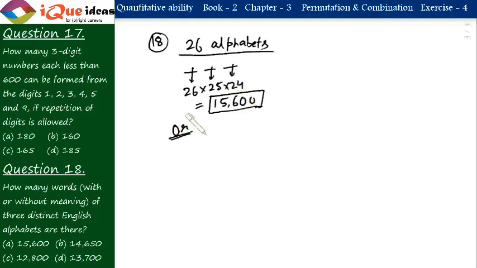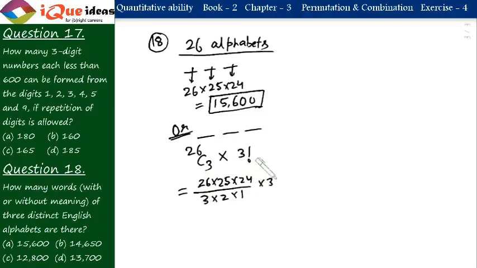Now, there is another way to look at this. There are a total of 3 places to be filled by 3 distinct alphabets, and there are a total of 26 alphabets available. So select 3 alphabets out of 26 and then arrange those 3 alphabets at these 3 places. Now 26C3 would be 26 into 25 into 24 divided by 3 into 2 into 1, into 3 into 2 into 1. So the answer will be the same, 26 into 25 into 24, that is 15,600.